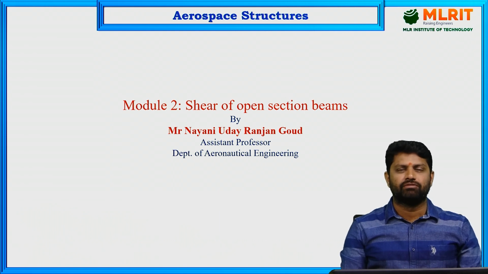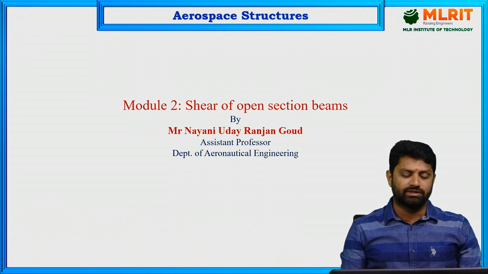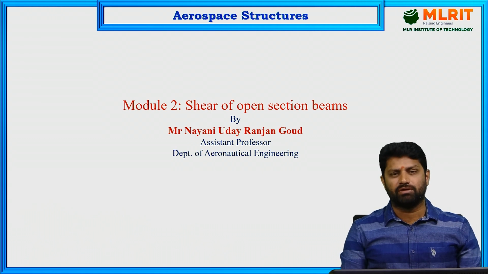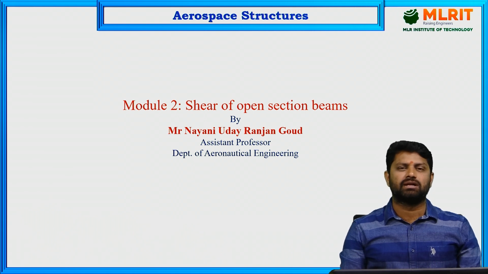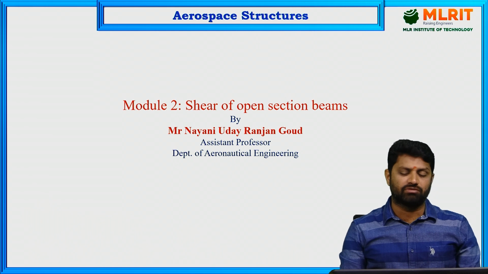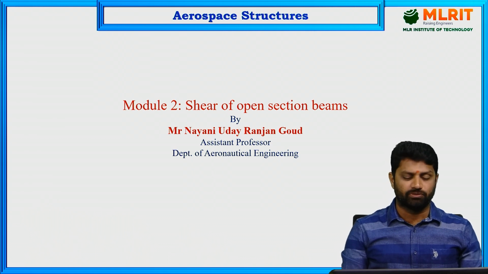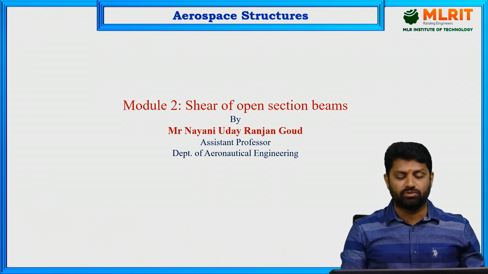Now in this session, we are going to derive a relationship for shear of open section beams. It's very important. Like in the previous unit, we derived the direct stress due to unsymmetrical bending, which is a formula you have to remember for solving problems. Along with this, another important derivation is the shear of open section beams, which is also very important for solving problems, and the derivation is also very important from the examination point of view. So let's see what the shear of open section beams is.